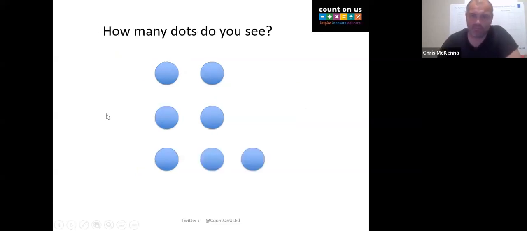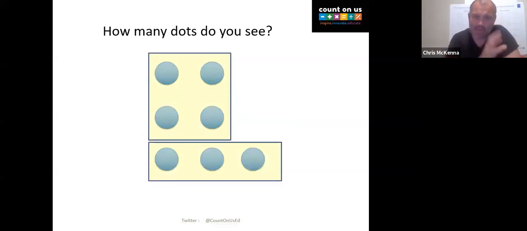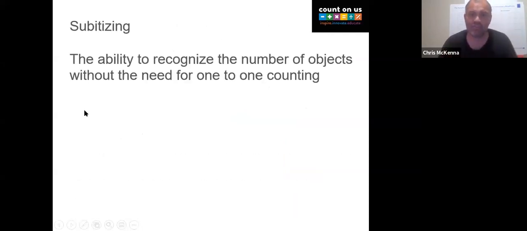How many dots do you see now? Again, my brain kind of works like I can see 4, then I can see 3, so I know the total is 7. And again, that's us doing some subitizing. So subitizing, to recap, is the ability to recognize a number of objects without the need for one-to-one counting.